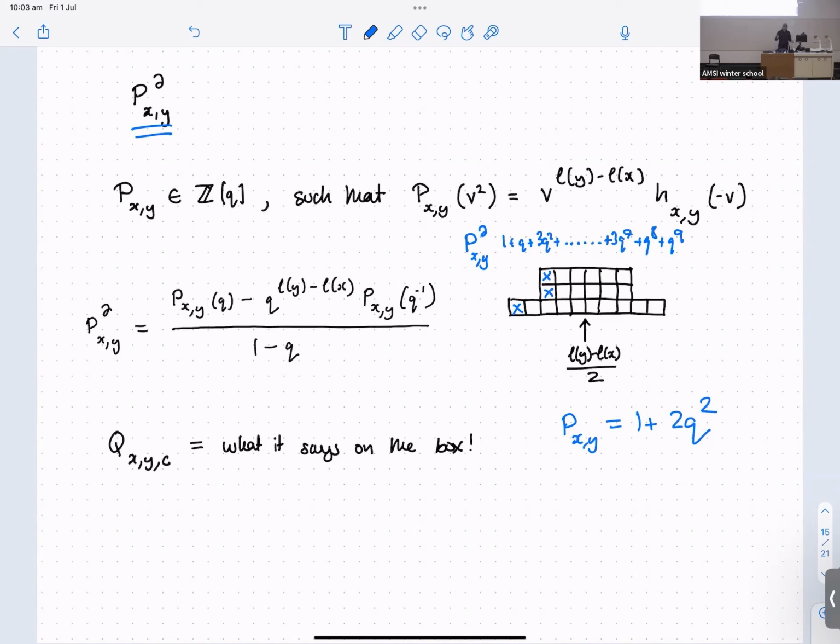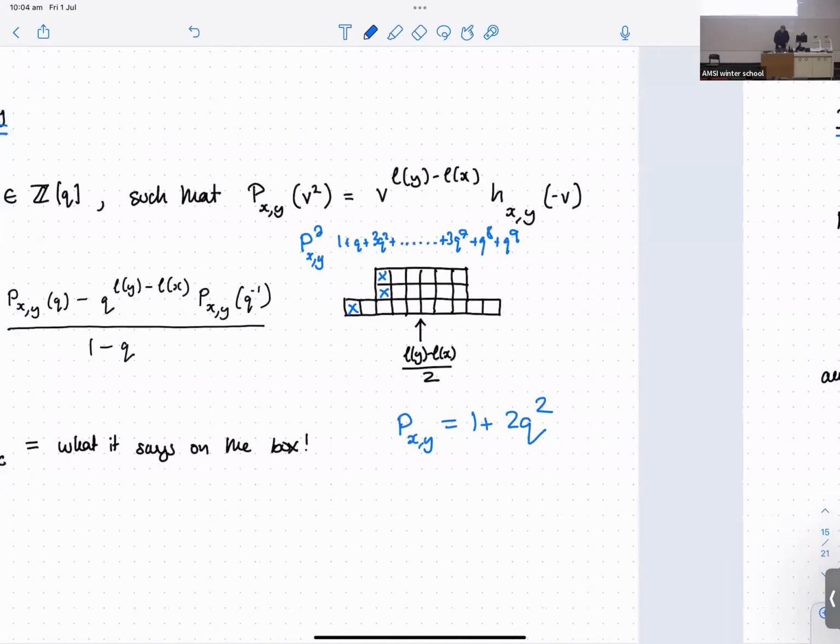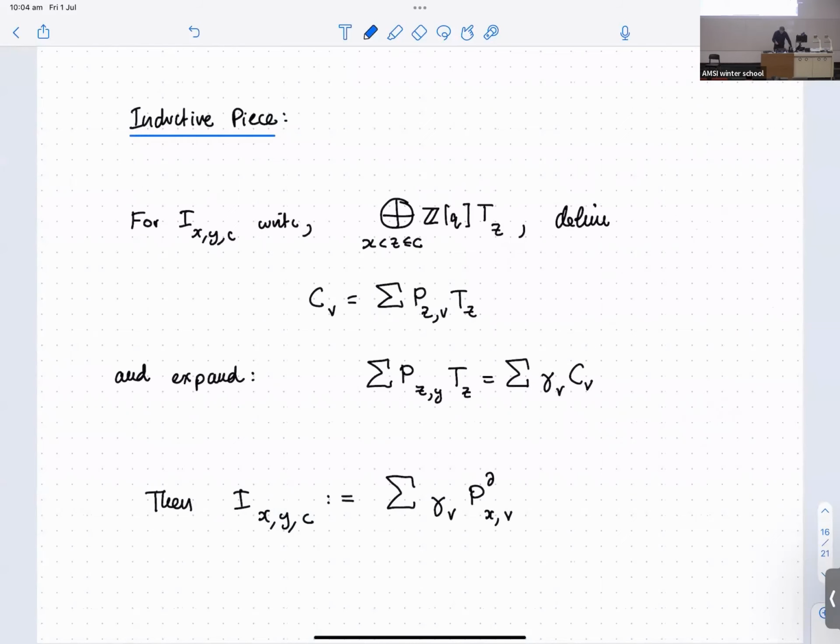Okay, and I think I roughly explained what the hypercube piece is. And now the inductive piece is basically what we do. In this whole business, it's kind of a funny business. Like I was trying to explain yesterday, we have this big Bruhat interval and we can kind of assume that everything in subintervals is known.